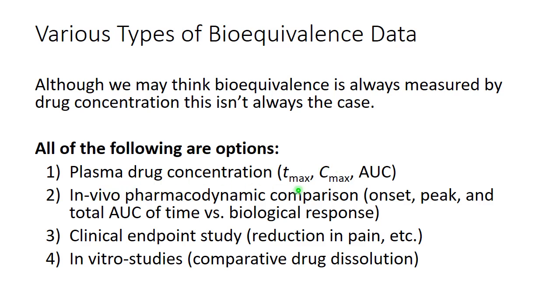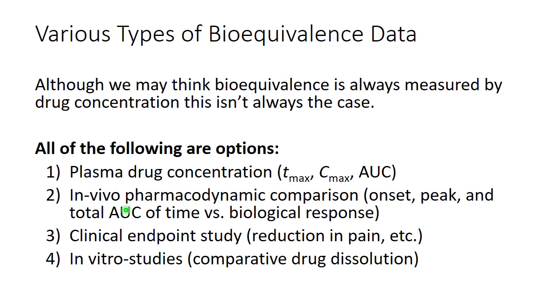In vivo pharmacodynamic comparison. The pharmacodynamic effect could be lowering blood pressure, slowing down heart rate. So when does it start? What is the peak effect, right? And the total AUC of time versus biological response. You can actually do an AUC curve with just time and the pharmacological or biological response, meaning change in blood pressure over time. Okay, so that is not direct. You're not really directly measuring bioavailability at that point. You're only measuring the pharmacodynamic response.